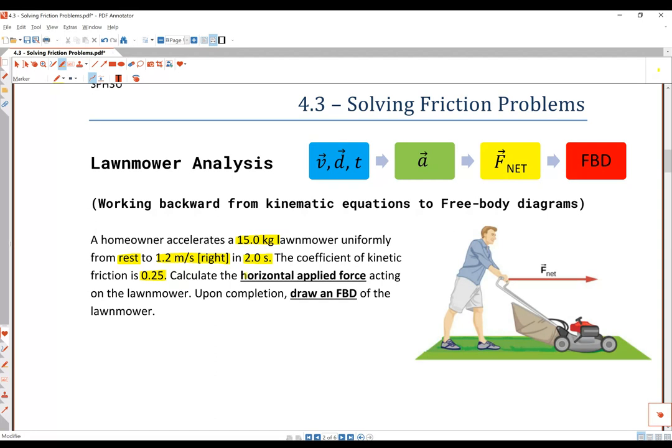Calculate the horizontal applied force acting on the lawnmower, and then upon completion, draw an FBD or free body diagram of the lawnmower. In this scenario, we're kind of working backwards. We're starting with our kinematic equations, and then we're trying to find acceleration. Thereafter, we're trying to find the forces for the F net, and then drawing our FBD or free body diagram.